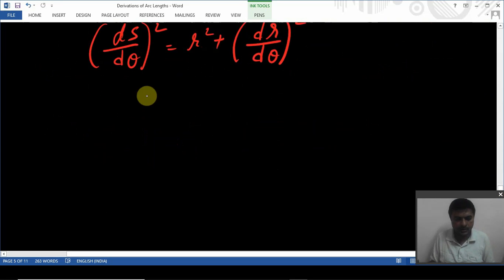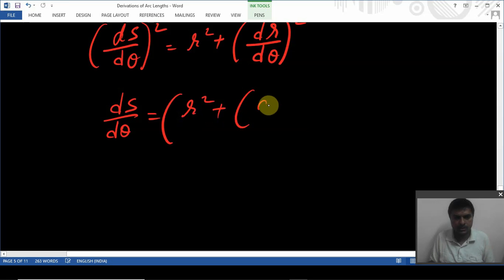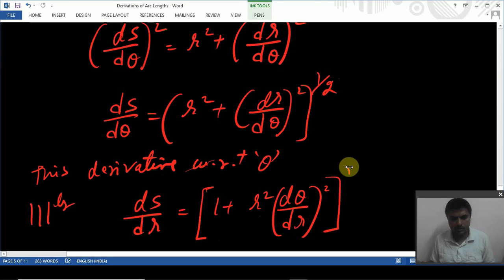Okay, then take ds upon d theta is equal to, take the square roots on both the sides. So this is r square plus dr upon d theta the whole square raised to 1 upon 2. I have taken raised to 1 upon 2. Similarly, we can show this. If you want, you can definitely simplify this. You will get this answer.